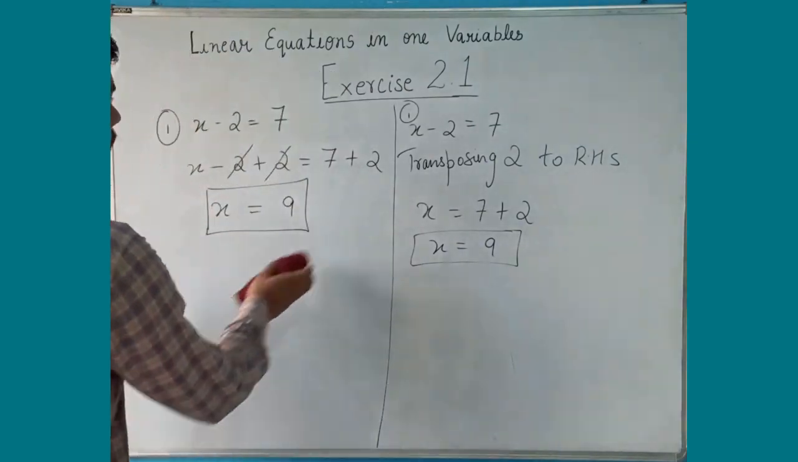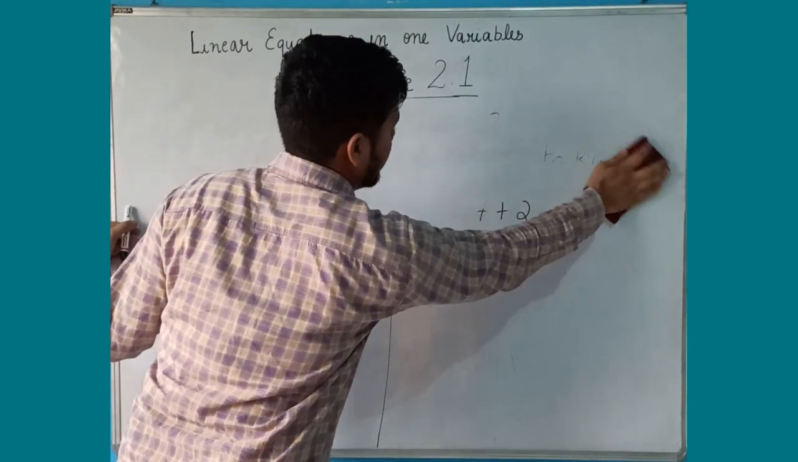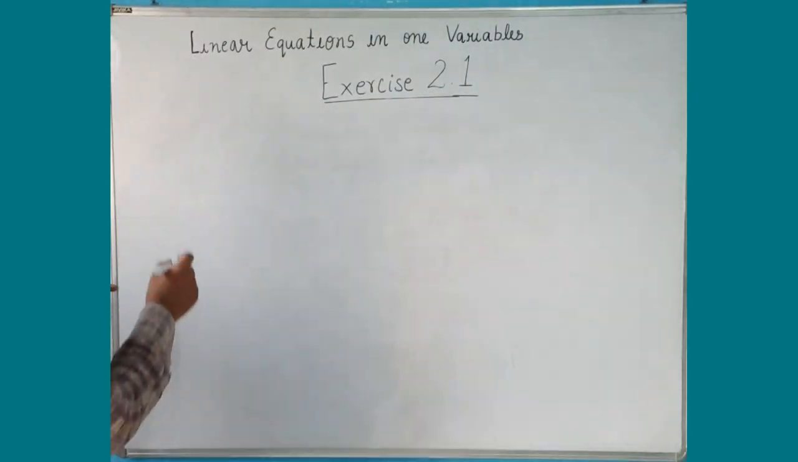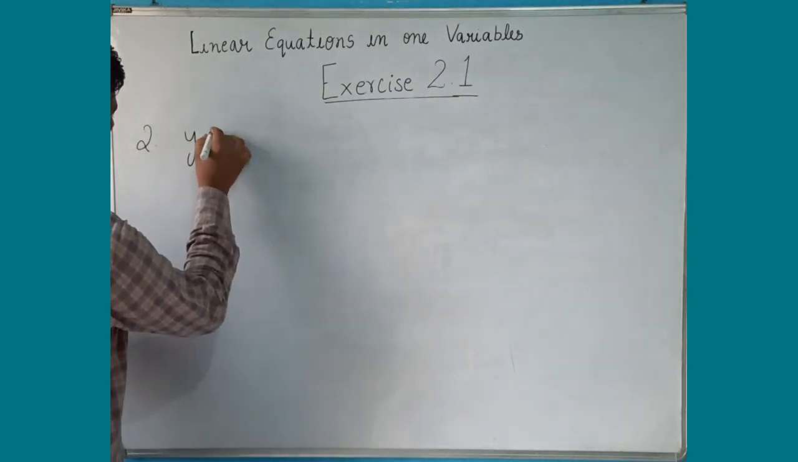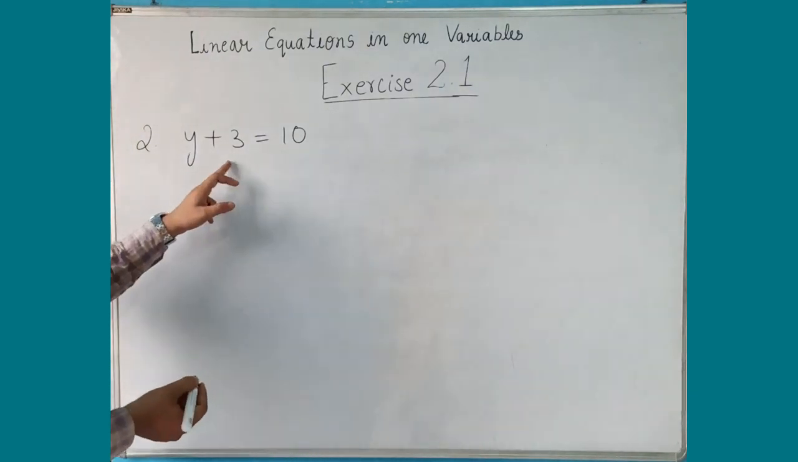I'll just wipe this off and we are going to start with the second problem, and I'll be solving this with only one method, that is transposing. So we have here the second one as y plus 3 is equal to 10.